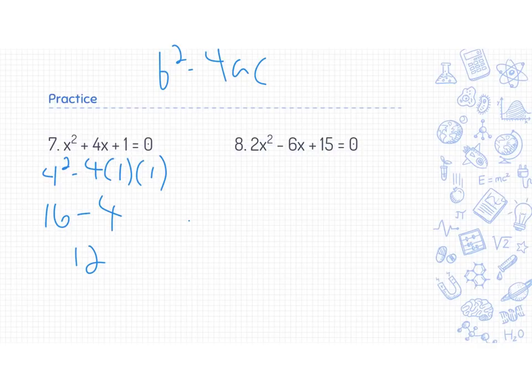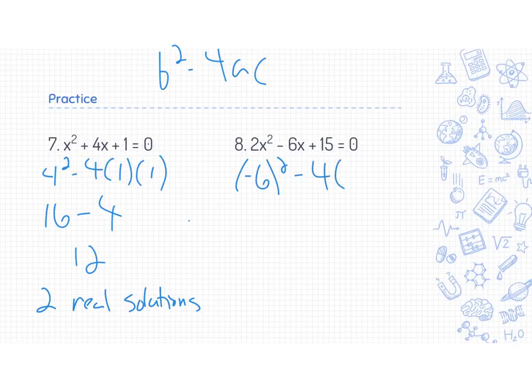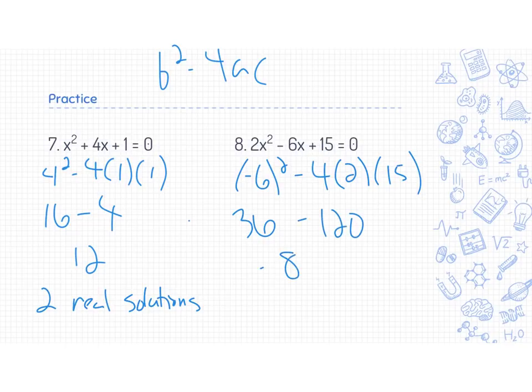And then since that is positive, we get 2 real solutions. And as we look at number 8 here, our b is negative 6 squared minus 4a, which is 2, c, which is 15. Negative 6 squared is 36. 4 times 2 is 8. Times 15 is 120, and we just have one negative. And when we subtract those, that gives us negative 84. And since that is negative, we have 0 real solutions.